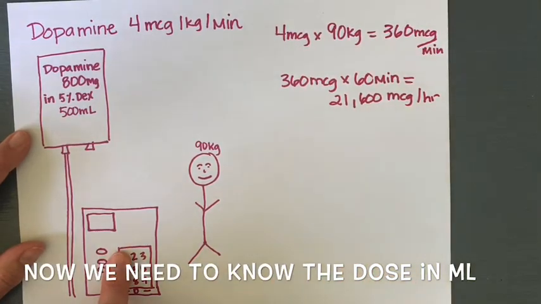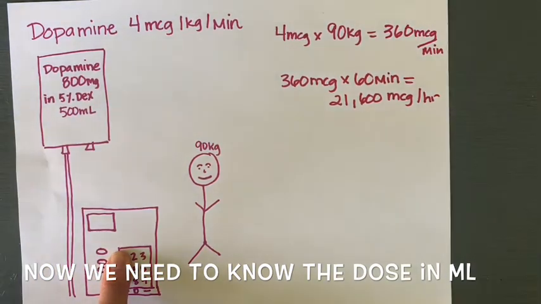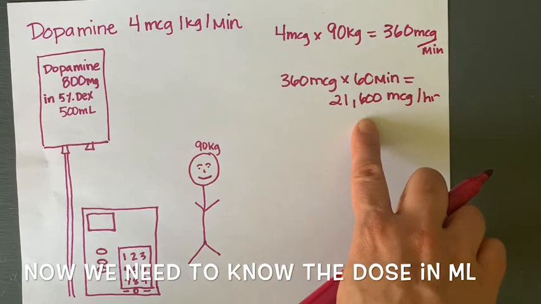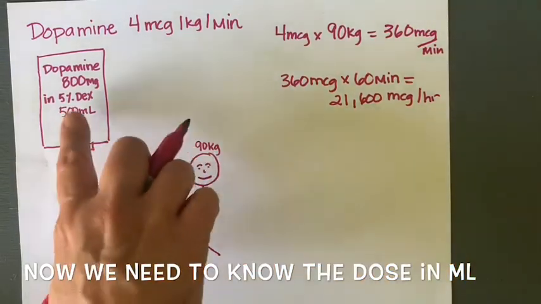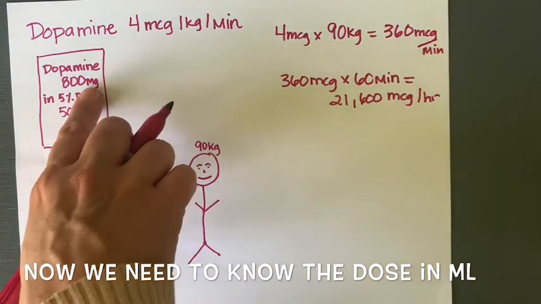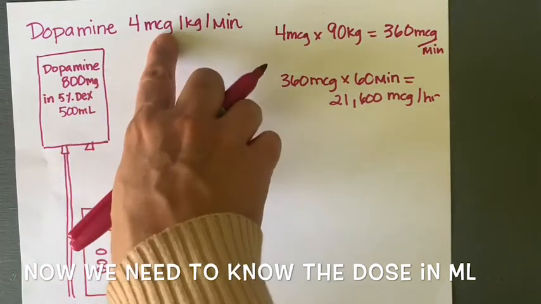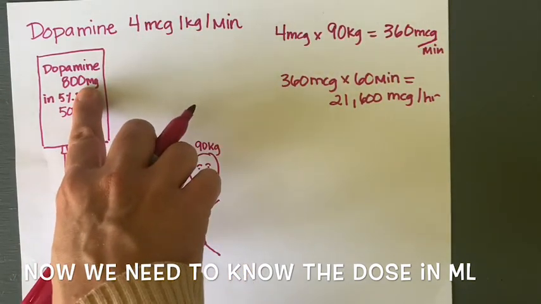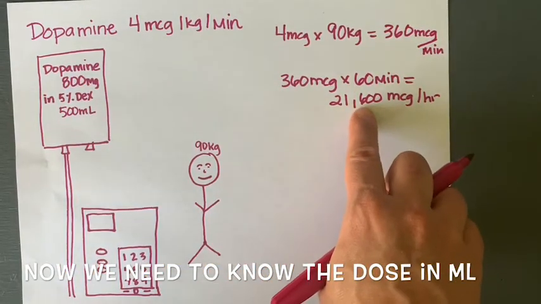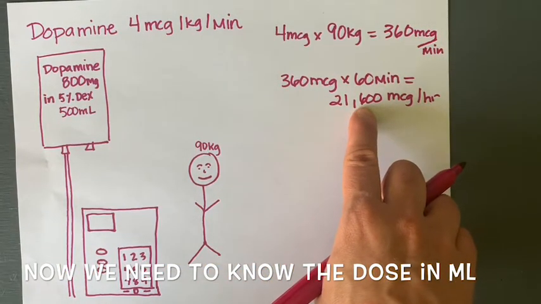Our pump thinks in milliliters per hour. So this is where we have to do a little bit more work and figure out how many milliliters our patient needs to equal 21,600 micrograms in 1 hour. To do that, we need to look at the medication that we have available. Now, if you notice, our dopamine is ordered in micrograms, but it is available in milligrams. So we need to convert 800 milligrams of dopamine to micrograms so we can work with it in the same way that we are working with our number over here.